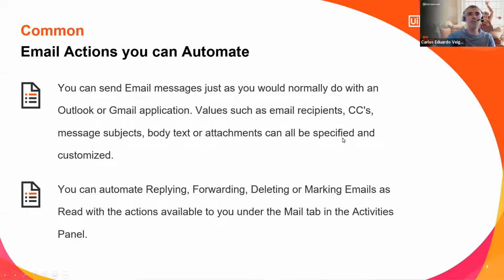So what are some of the common things that you can do? Outlook and Gmail are the two most common platforms for processing email. You will have access to values that come from the recipients, whoever is copied, the message subject, the body of that email, and also the attachments. Everything that you see in those properties on an email, you can then easily take action against. Those actions could be replying, forwarding, deleting, marking an email as read, and things like that.